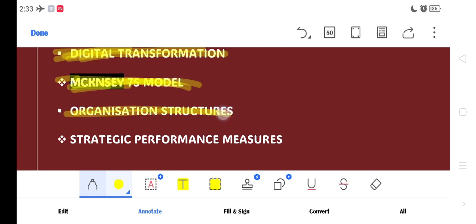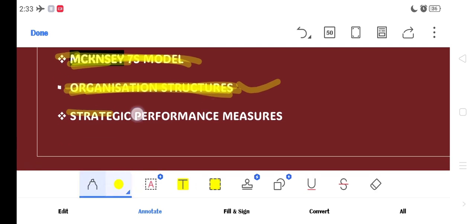And organization structures: what are the different organization structures? Divisional, matrix, multi-divisional and all. There are different types of organization structures, no? Hourglass structure, yes. SBU is also one kind of organization structure. So there are a lot of organization structures, guys. This is also very important. And the most important thing of chapter number 5 is strategic performance measures, SPMs. This is very important, that's why I have put a star mark here. See this one, and we can say the 7S model also.